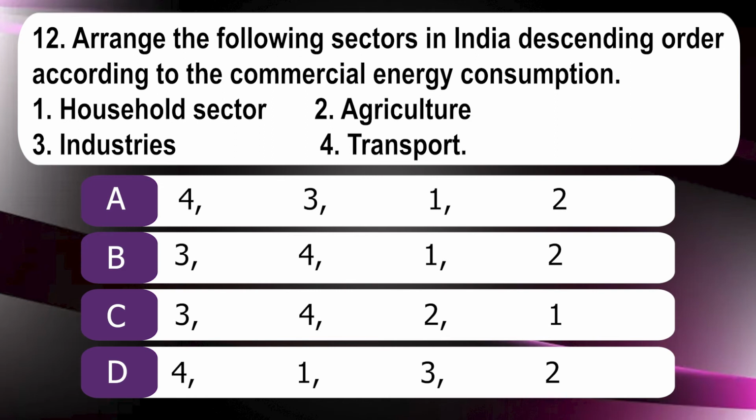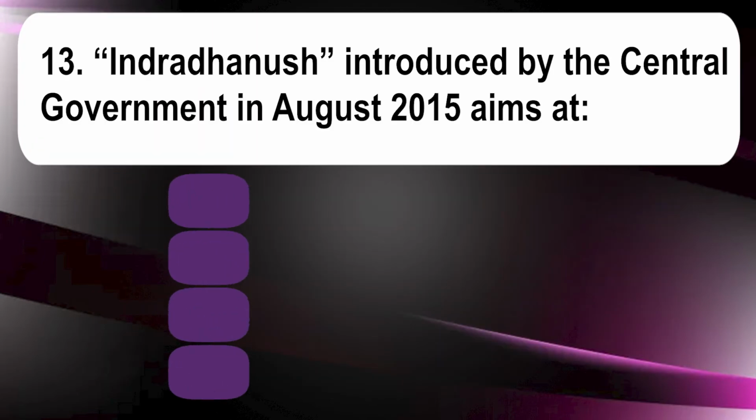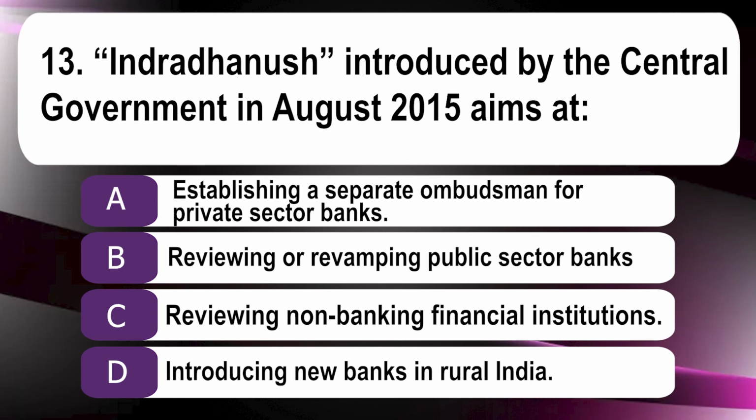12th question. Arrange the following sectors in India in descending order according to the commercial energy consumption. 1. Household sector, 2. Agriculture, 3. Industries, 4. Transport. The answer is B, 3 4 1 2. That is industries first, second transport, third household sector, fourth agriculture. 13th question. Indradhanush introduced by the central government in the year 2015 August aims at A.